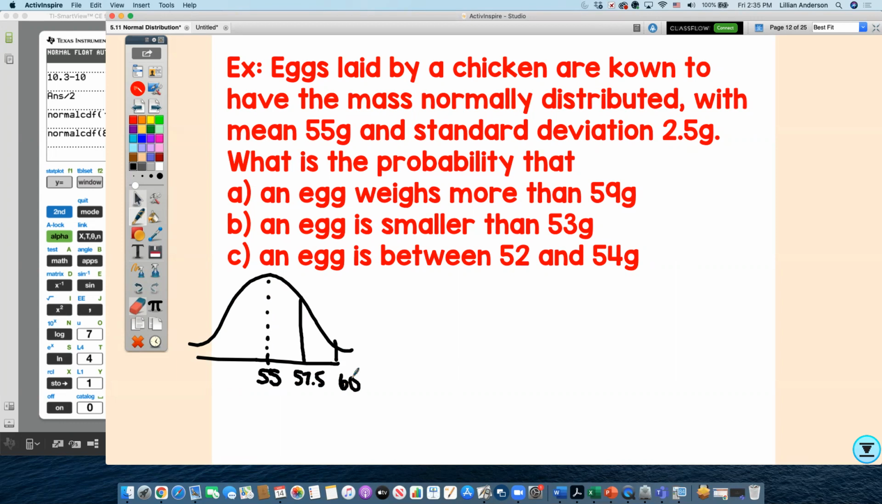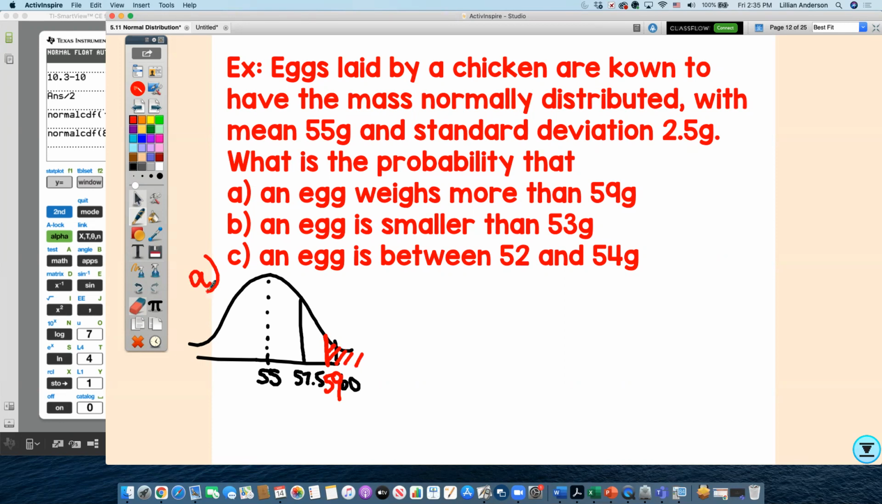And 59 is not one of those, so it doesn't lie on a standard deviation. It lies in between two of them. So this one I'll have to use my calculator to do. More than 59. Am I shading to the left of 59 or the right of 59? To the right. Okay, so this is going to be part A.